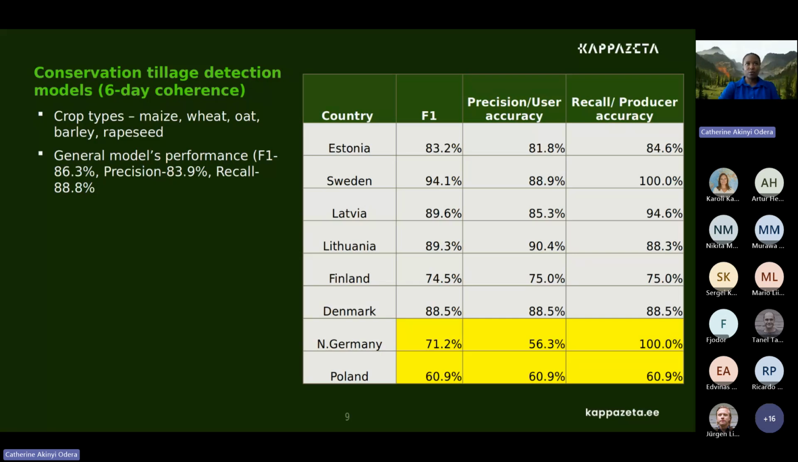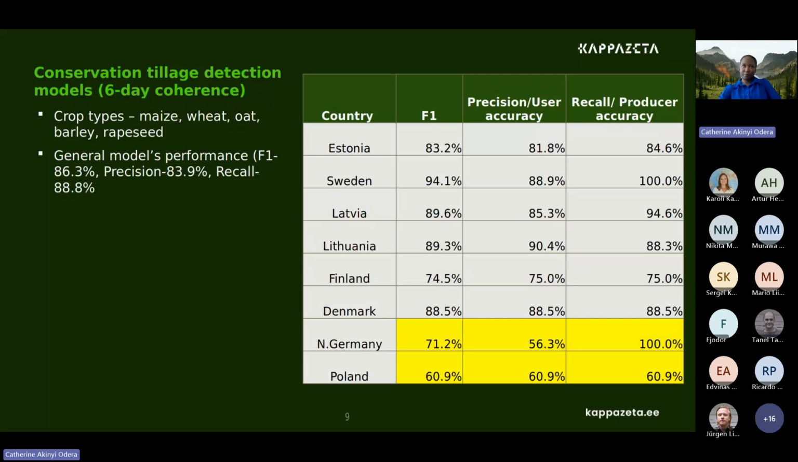And for this, we also developed a single model for the whole of the Baltic Sea region. And the performance of the model in this case, as compared to what we had in the conventional tillage model, is quite low. We had above 90%, but here we had 86. But this is fair because it's noted that detecting conservation tillage is quite a challenge. And so for us, this was a result that was good enough.